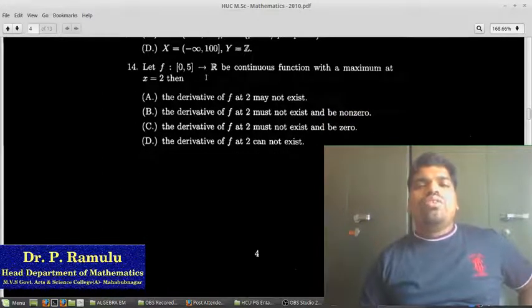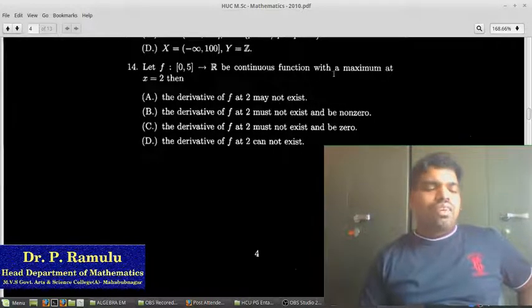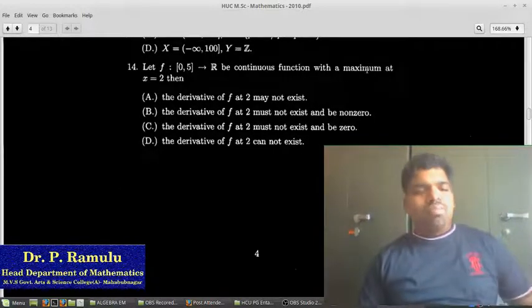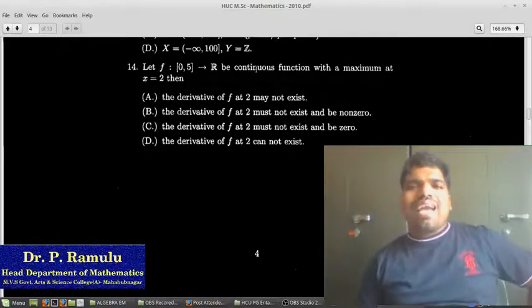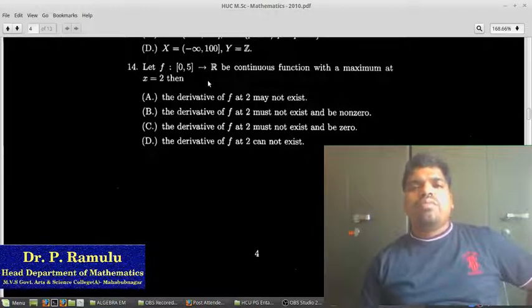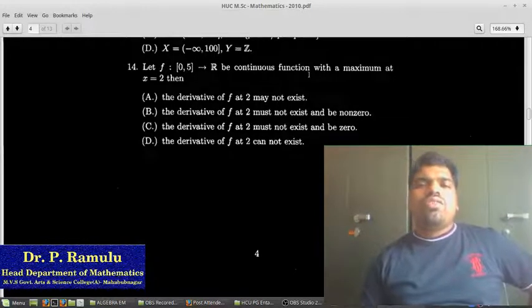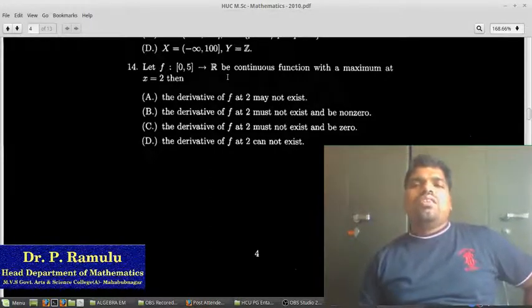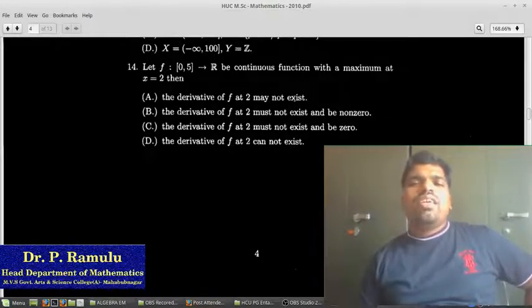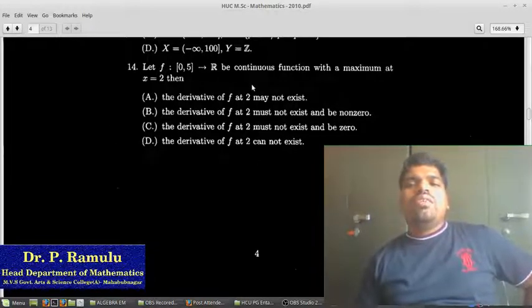Let f: [0,5] → R be a continuous function with a maximum at x equal to 2. Then f యొక్క రెండు వద్ద అధికతమ విలువ కలిగి ఉంటే ఈ కింది వాటిలో ఏమవుతుందంటే, if f is continuous with maximum at 2, then it may not be derivable, and that means the derivative of f at 2 may not exist. So answer is A only.